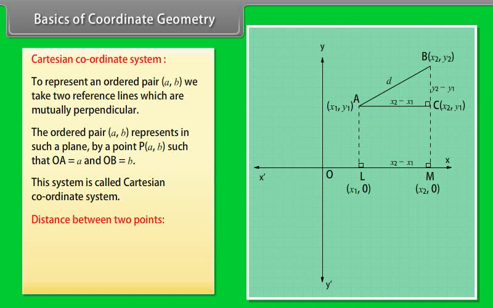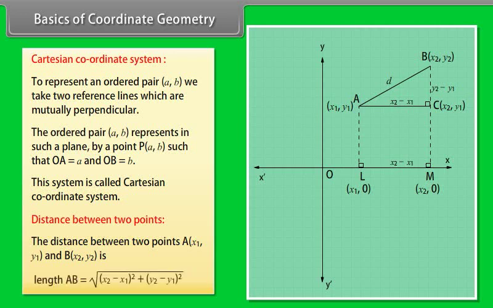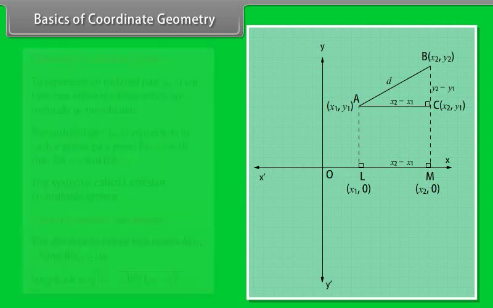Distance between 2 points. The distance between 2 points A(x1, y1) and B(x2, y2) is: length AB is equal to square root of (x2 minus x1) squared plus (y2 minus y1) squared.